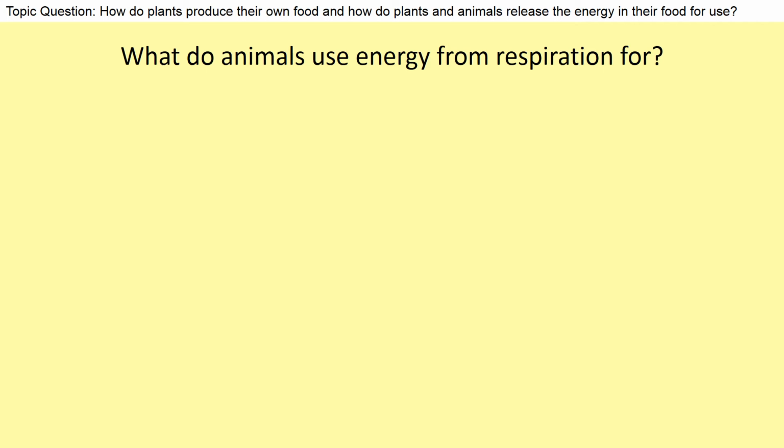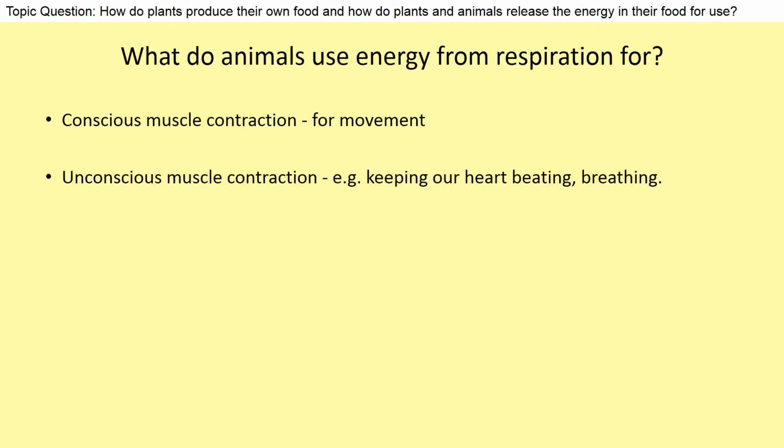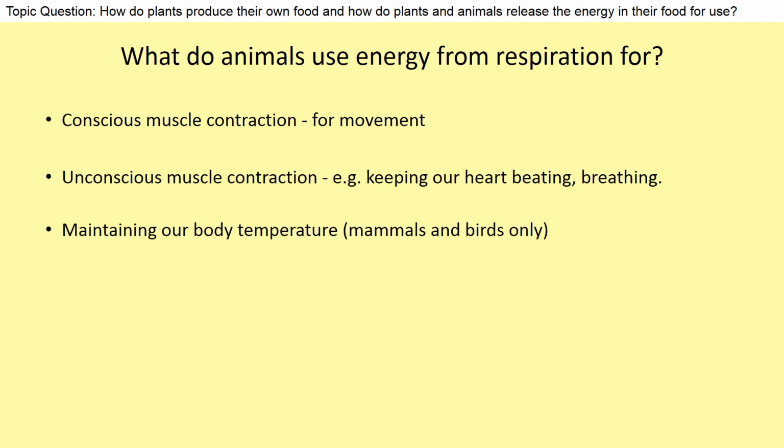Okay, some of the things that you might have on your list then. For movement, so that is conscious muscle contraction. When you choose to move, you choose to contract your muscles, and we need energy from respiration to do that. For unconscious muscle contraction too, so those muscles that are happening all the time, even without us thinking about it, like our heart is beating and we are breathing. For maintaining our body temperature, but that only applies to mammals and birds. Reptiles and amphibians and fish, they don't maintain their body temperature. So that wouldn't be an answer if the exam question was asking about one of those.